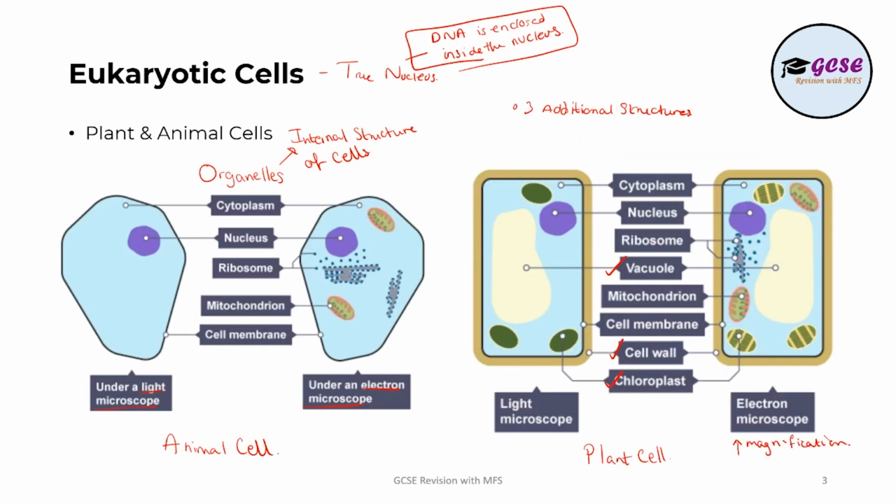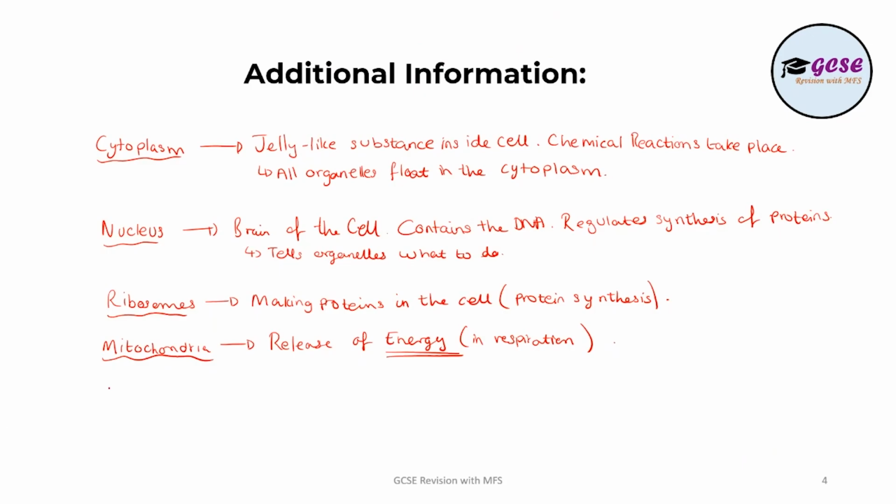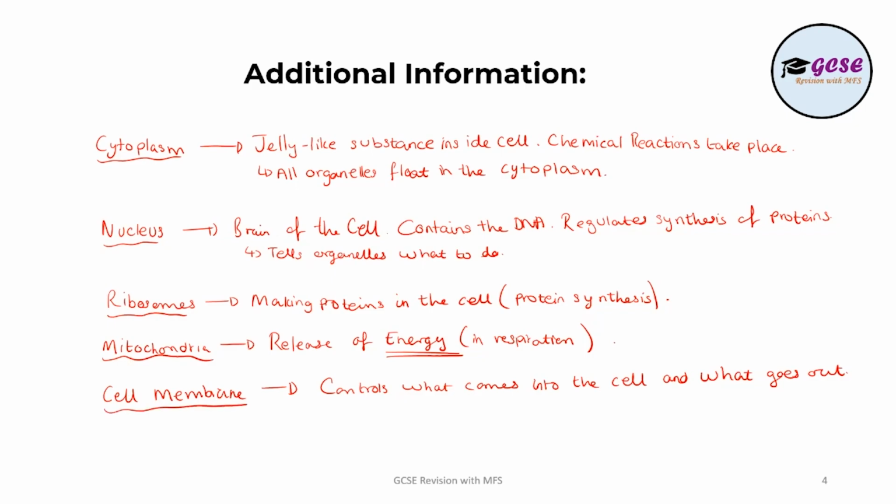And we finally have the cell membrane. The cell membrane controls what comes into the cell and what goes out. That's basically what the cell membrane does. It controls what comes into the cell and what goes out.